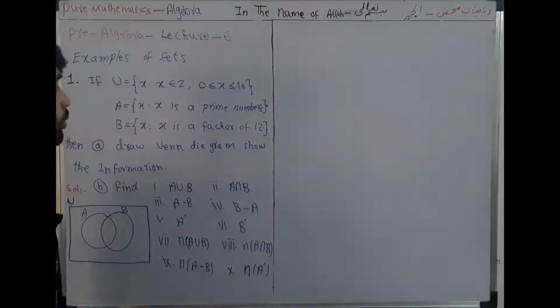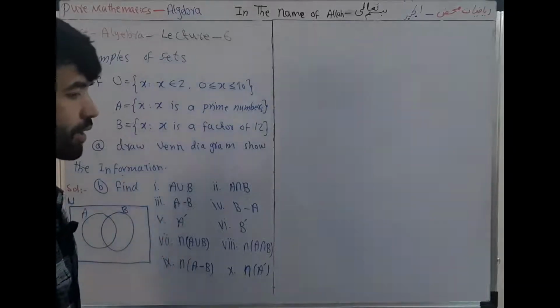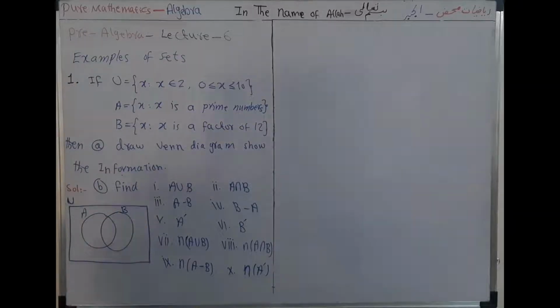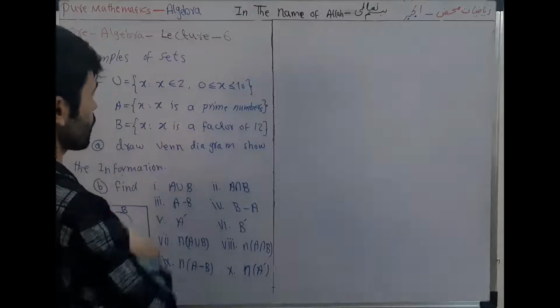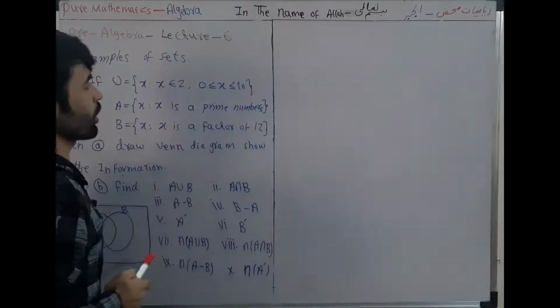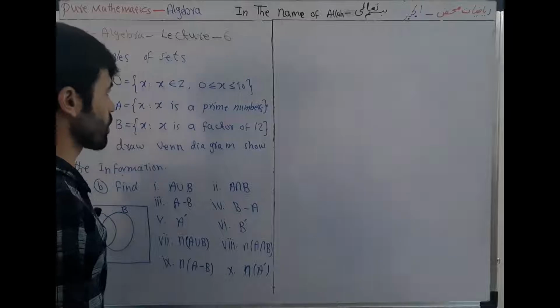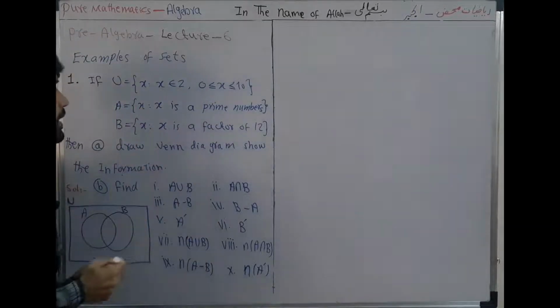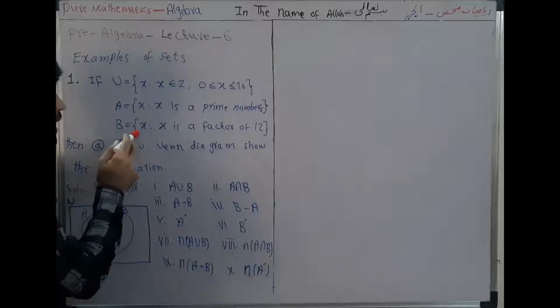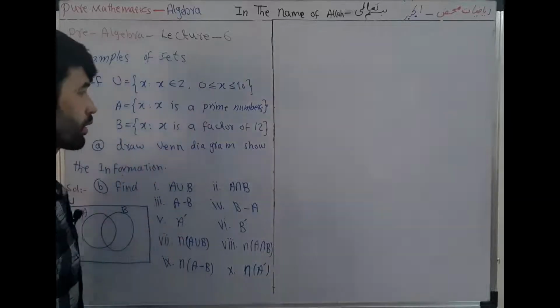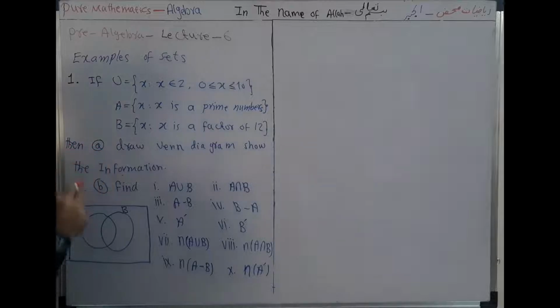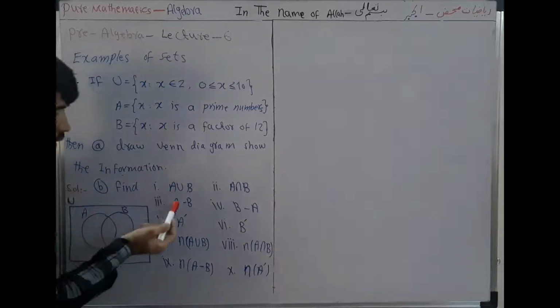In this lecture, we want to solve two examples of sets. First example: the universal set U is equal to {x such that x belongs to integers, 0 ≤ x ≤ 10}. A is equal to {x such that x is a prime number}. B is equal to {x such that x is a factor of 12}. Part A, draw a Venn diagram and show the information. Part B, find these things.